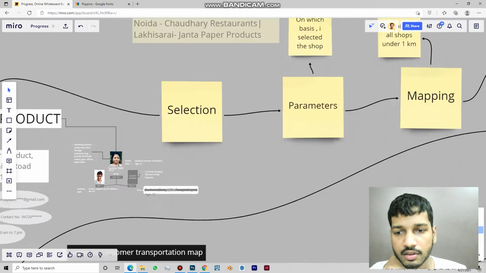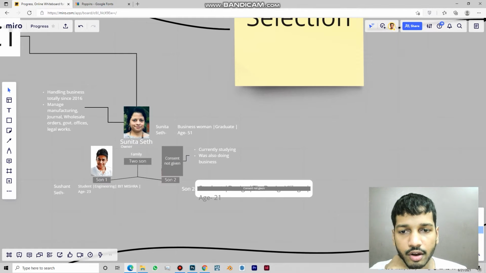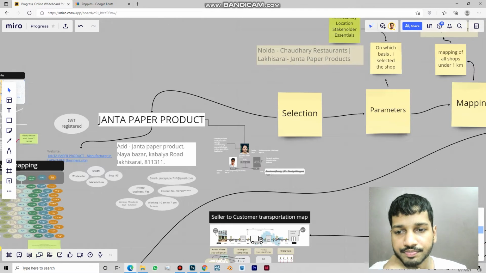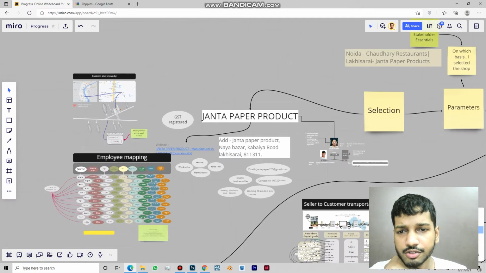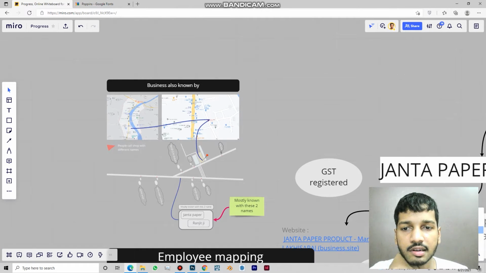This is again the detail about what was there in the raw data: Chandapur product, what they did, and the business. This is a mapping of how the business is known in the locality.